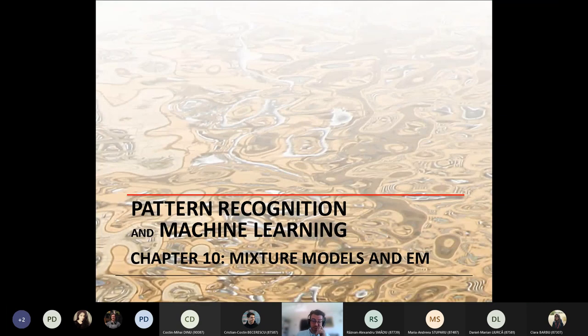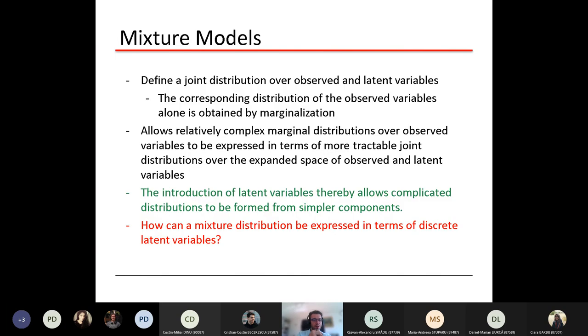And today we're going to talk about mixture models and the expectation maximization algorithm and how they are related, and how they can provide a more complex variety of probability distributions and how to model these kinds of distributions. So first, let's start with what is a mixture model.